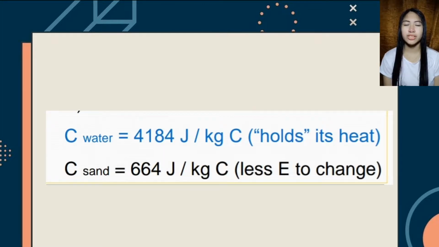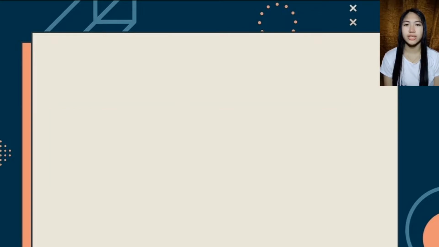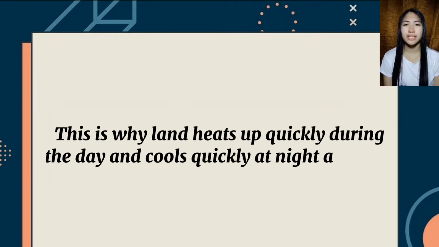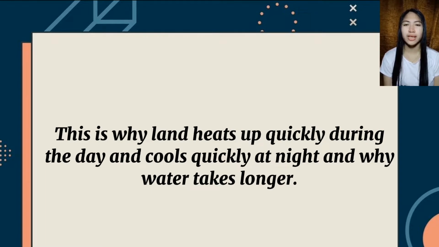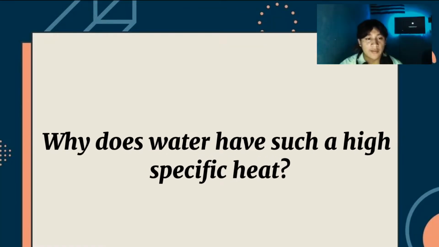C of water is equal to 4,184 J per kg, holds its heat. C of sand is equal to 664 J per kg, less energy to change. This is why land heats up quickly during the day and cools quickly at night, and that's why water takes longer. Why does water have such a high specific heat?